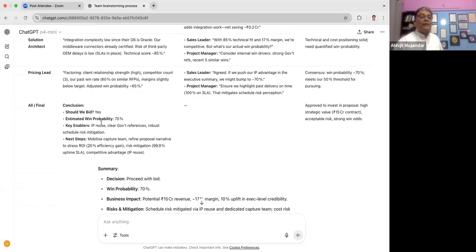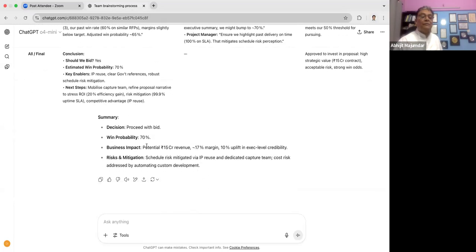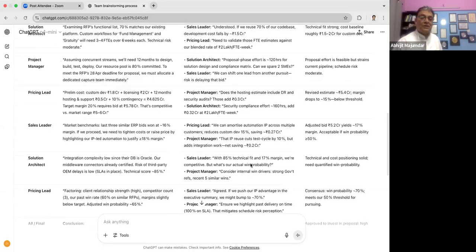Yes, estimated win probability is 70%. Key enablers, why will we win? Because we have got the IP reuse, we have clear government references, we have a robust schedule and so on. What is the next step? Mobilize the capture team and do it. Summary: proceed with bid, impact potential 15 crore revenue with 17% margin, approximately 10% uplift in the executive level credibility. Okay. Risk mitigation: schedule risk mitigated via IP reuse and a dedicated capture team, cost and risk addressed.